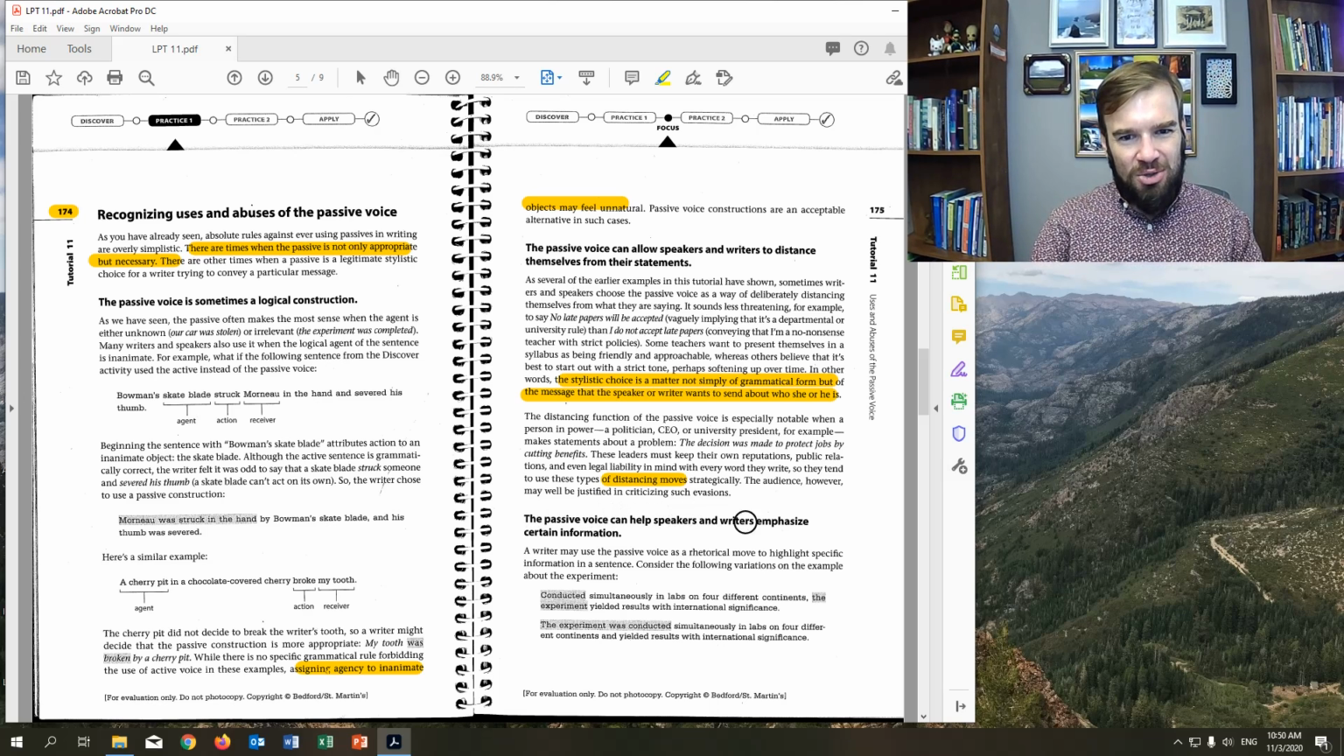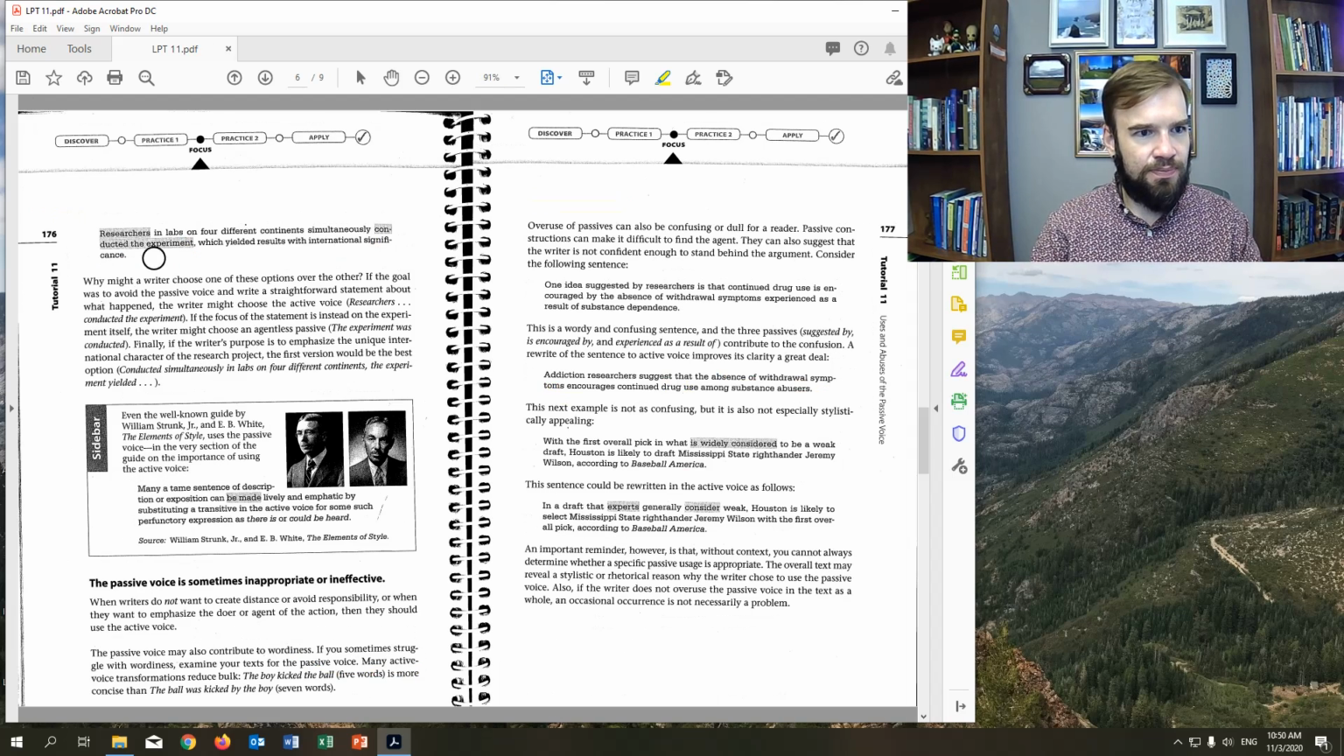Now, the passive voice can also help speakers and writers emphasize certain specific information. So a writer may use the passive voice as a rhetorical move to highlight specific information in a sentence. Consider the following variation on the example about the experiment. Conducted simultaneously in labs on 4 different continents, the experiment yielded results with international significance. The experiment was conducted simultaneously in labs on 4 different continents and yielded results with international significance. Researchers in labs on 4 different continents simultaneously conducted the experiment, which yielded results with international significance.